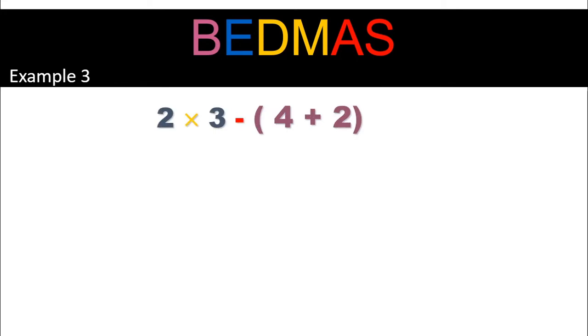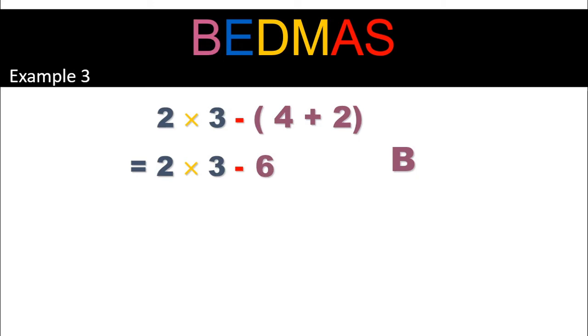Next, this example's got brackets in it. So although I would never do the addition before multiplication, this time I'm told to do what's inside the brackets first. I'm not just going to go ahead and write the answer down from that brackets, however. I'll still write the calculation as it's written above. When I get to the brackets, I'll write the answer of what we've got in the brackets. So 4 plus 2, that's 6.